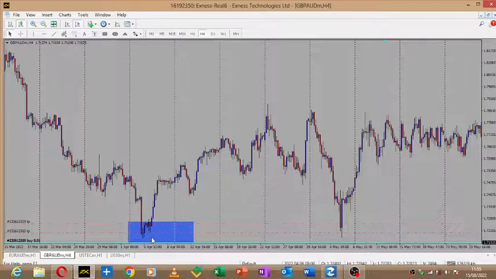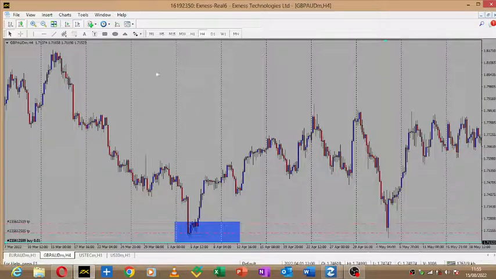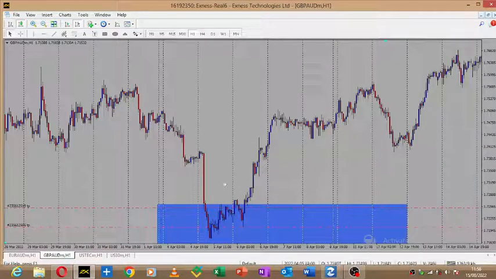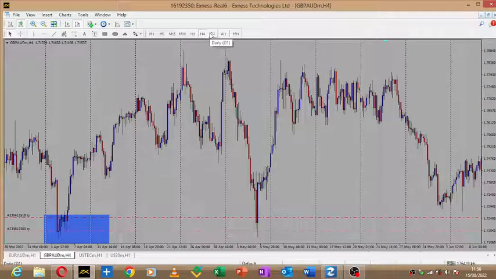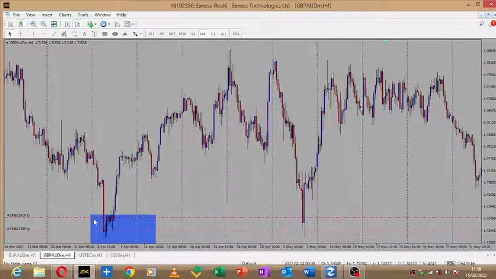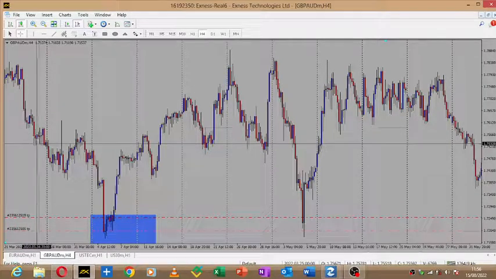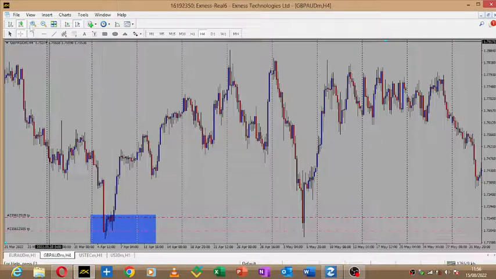Okay, it wasn't the 4 hour. Then maybe it was the 1 hour. Yeah, I think it was the 1 hour, bruh. It was the 1 hour. I took this candle here, this candle that formed the low right here.